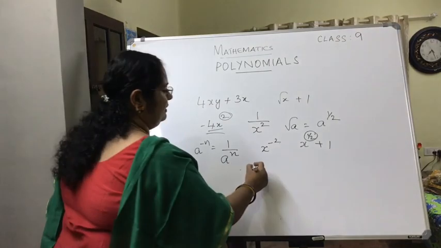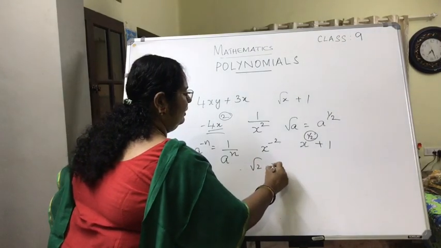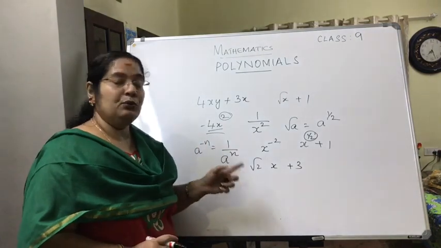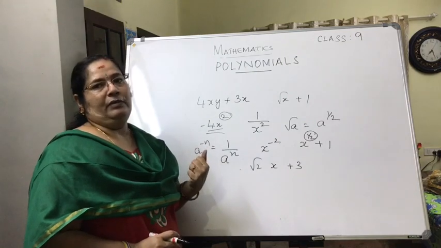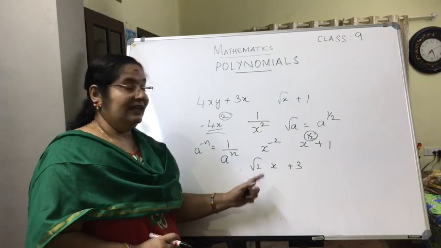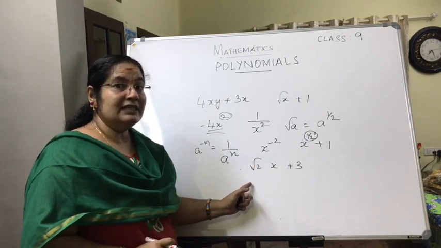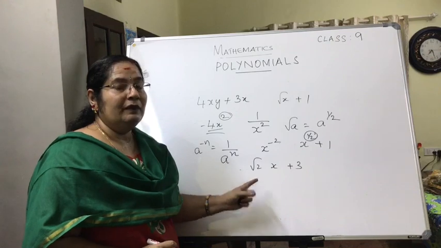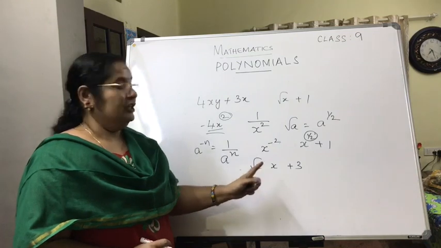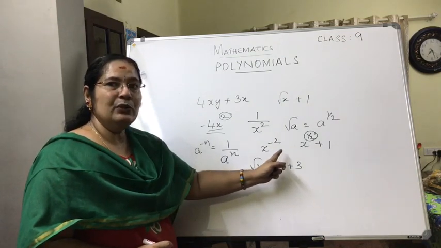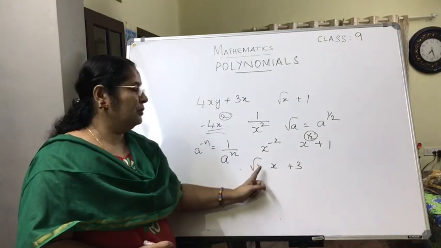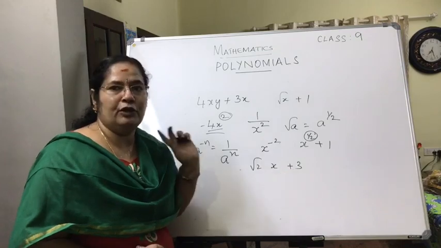One more example I will give you. Suppose it is, say, root 2 x plus 3. Root 2 multiplied by x, plus 3. Is this a polynomial? This is a polynomial. Why? We are not concerned about this root 2. The number we are not at all concerned with. We are only concerned with the variable's power. So here what is the power of x? x is x raised to 1. So the power is a positive integer. So root 2x plus 3 is a polynomial.